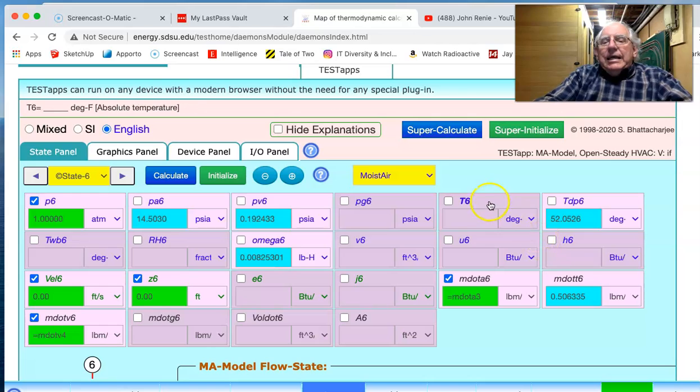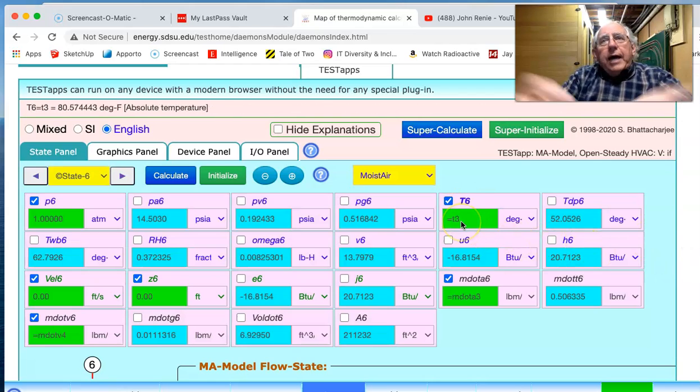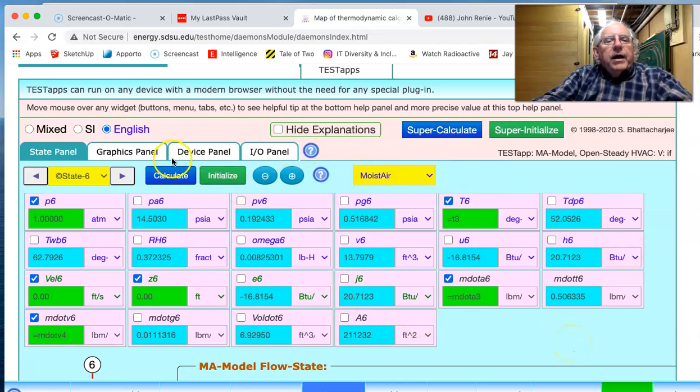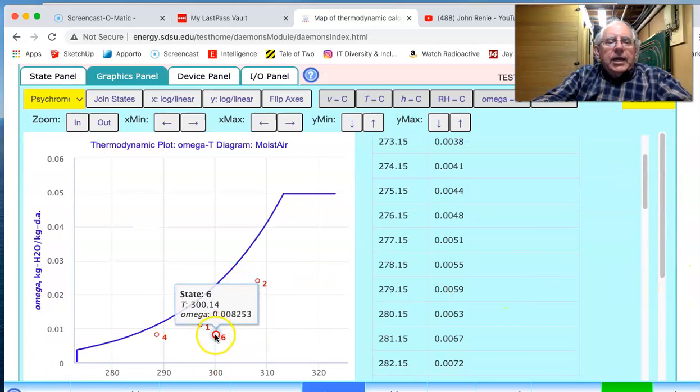Now, as I said, we want to do that in a constant dry bulb temperature approach. And so this temperature here is the temperature at 3. After it got mixed together, we then have a process where we stay at that same temperature, we remove the moisture, and we come out at the moisture level of the final state. So that is our state 6. And if I look at that on the graphics panel, that shows up as this state right here.